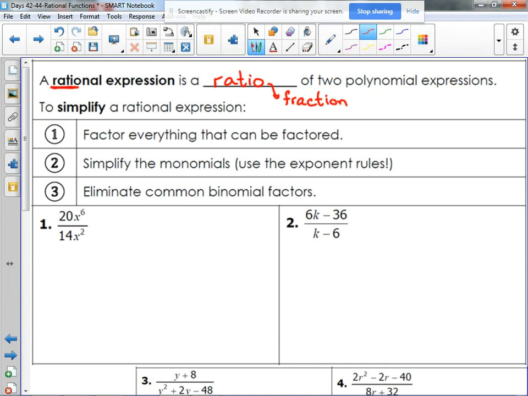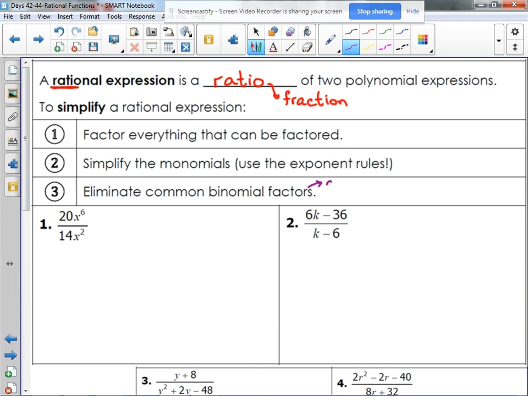So to simplify a rational expression, step number 1, factor everything that we can possibly factor. Step number 2 says simplify the monomials, use the exponent rule. So that's like if we have anything in front, we will simplify those. And then step number 3 is to eliminate common binomial factors. So that's really wordy.